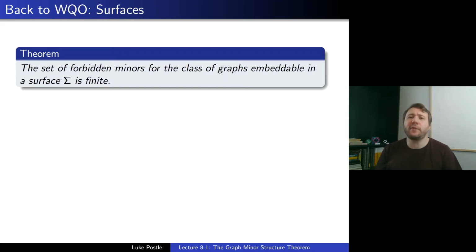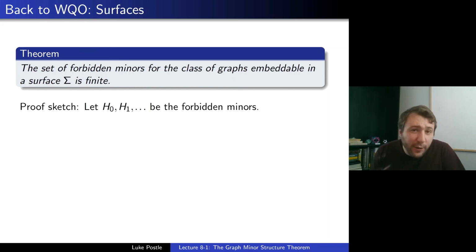Before I do the graph minor theorem proof sketch in general, let me just say a little bit about surfaces. One consequence, if you remember, of the graph minor theorem, that there isn't an infinite anti-chain of minors, was that the set of forbidden minors for the class of graphs embeddable in a surface sigma is finite, right? That's a special minor-closed class. So how would you prove this? Well, you don't need the full power of the graph minor structure theorem for this. Instead, here would be a proof sketch. So let H0, H1, and so on be the forbidden minors for this class.